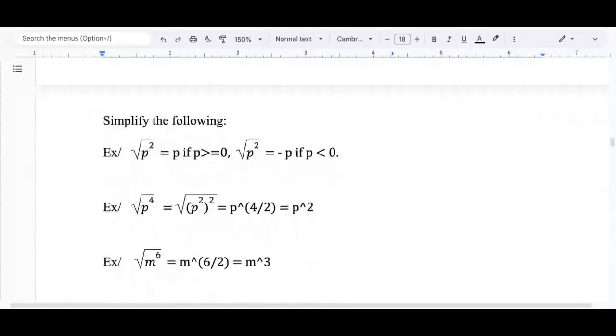Well, let's do some exercises. We have the square root of p squared. That just equals p if p is greater than or equal to 0, or equals negative p if p is less than 0. If p is negative, we have to put a negative sign in front, because negative and negative become positive.